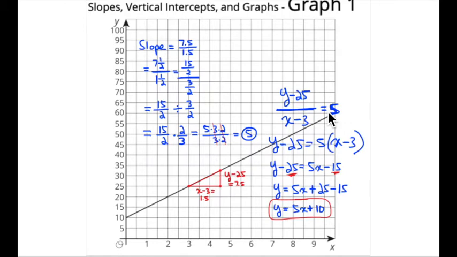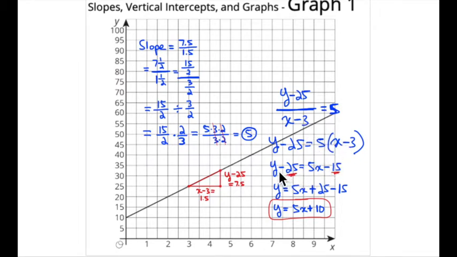And what that says is that this y minus 25 is 5 times greater than x minus 3. Because when you divide, you get an answer of 5. So that means that this denominator can go into this numerator 5 times. This numerator, y minus 25, is 5 times greater than this denominator, x minus 3. So now you can just write that out. Y minus 25 is 5 times greater than x minus 3.